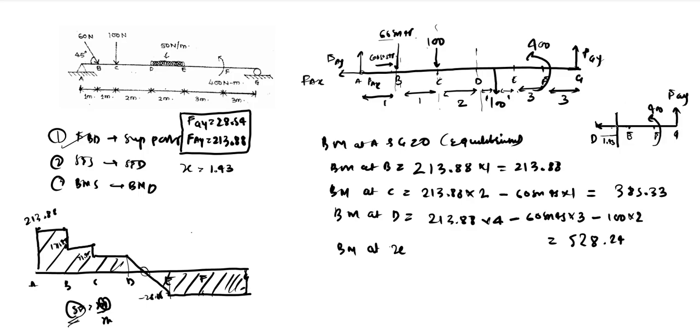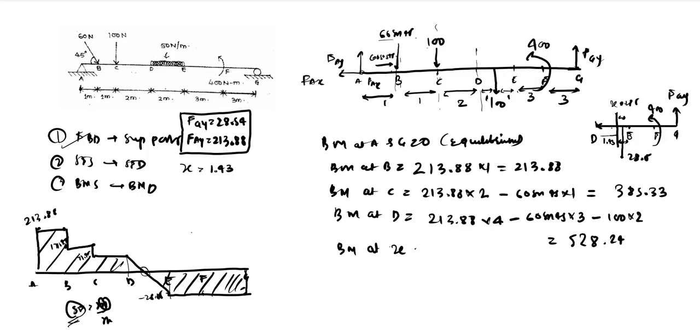So the remaining UDL, which will be from X to E, will always be there. The remaining UDL is nothing but 2 minus 1.43, which is 0.57. Because of this 0.57 distance, there will be a certain UDL, the value of which will be 0.57 into the UDL value, which is 50. So 28.5 force will be there. So this is 28.5 force. And the distance, of course, will be 0.57 divided by 2, so we have 0.285. So the distance is 0.285.